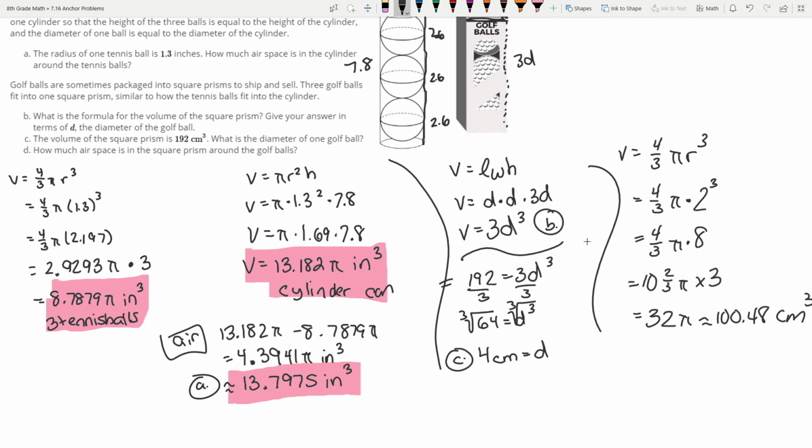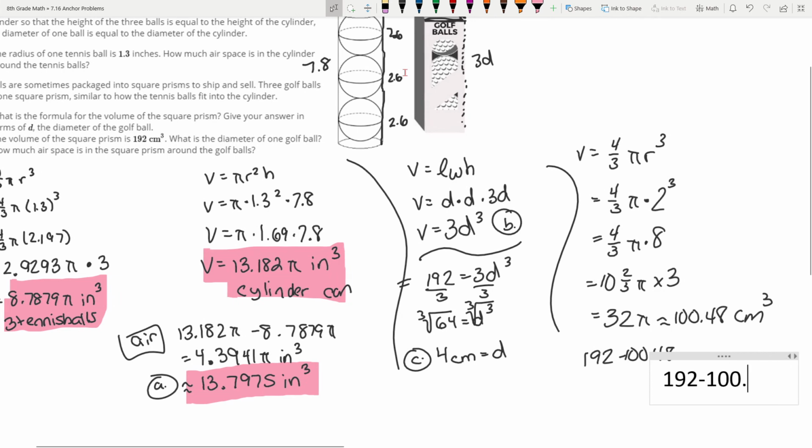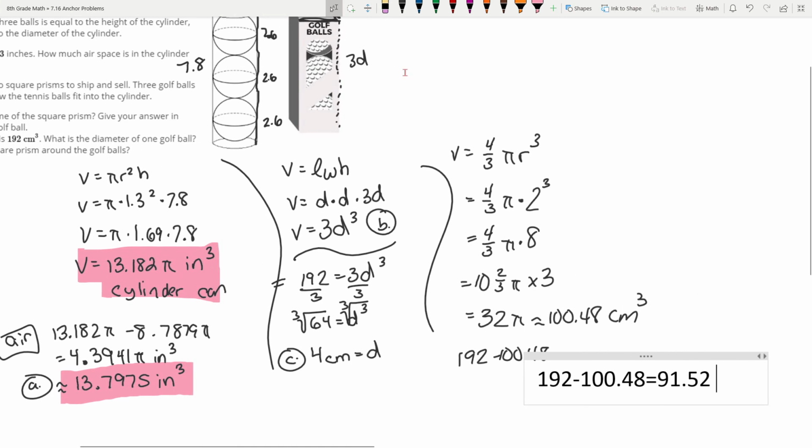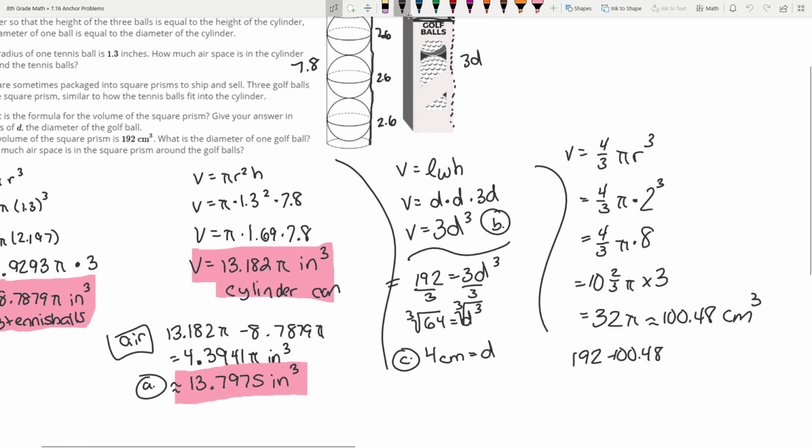The square prism was 192. So if you take 192 and subtract 100 and 48 hundredths, 192 minus 100.48 is 91 and 52 hundredths. So 91 and 52 hundredths cubic centimeters is the volume of that airspace.